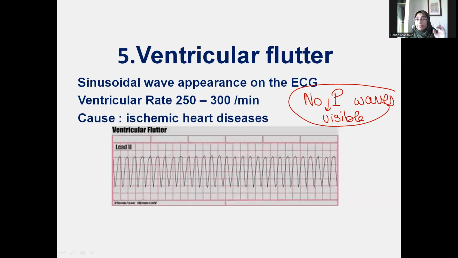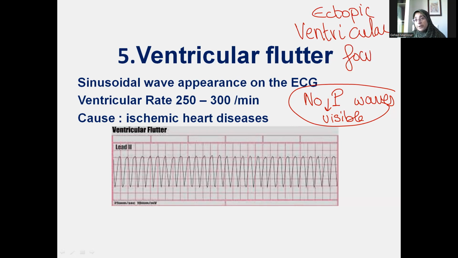But this doesn't mean, by the way, that the atria don't have their own focus. Ventricular flutter results from an ectopic ventricular focus, and it is that ectopic ventricular focus that is driving the ventricles. But this doesn't mean that the atria don't have their focus, and maybe it's a normal focus. Maybe it is the sinoatrial node, but you cannot visualize the P waves. The second thing is that the ventricular rate is regular, and the third one is that the rate is between 250 and 300.